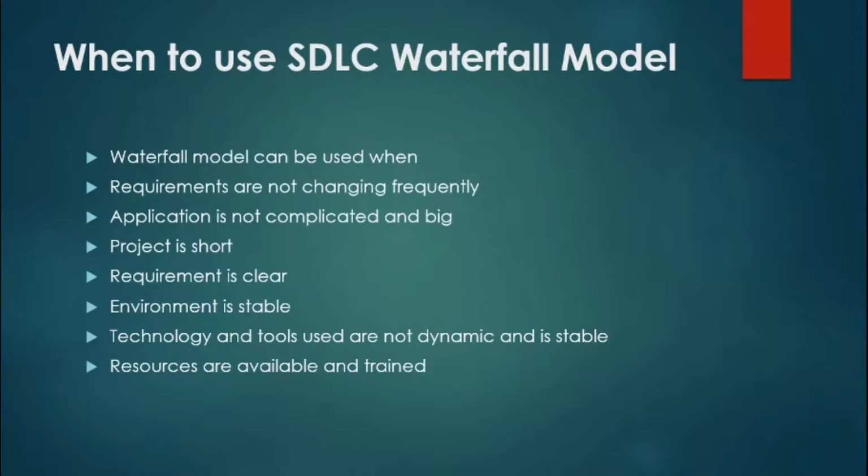Okay. Now, technology and tools used are not dynamic and are stable. So once you have selected the technology and chosen the tools, they will be fixed and frozen and will not change. In that case also you can use the waterfall model. Another is resources are available and trained. Resources means the associates or the software engineers are available and well trained. In that case also you can use the waterfall model.